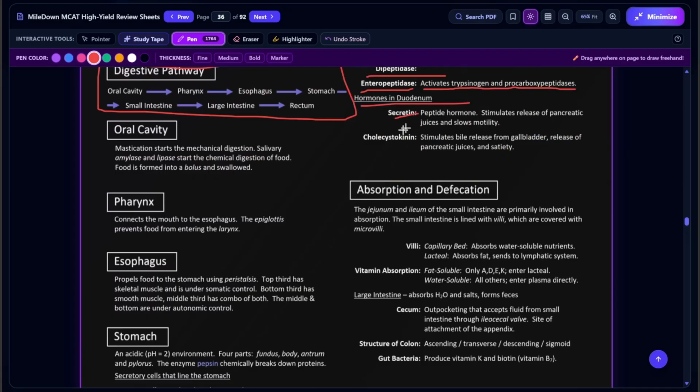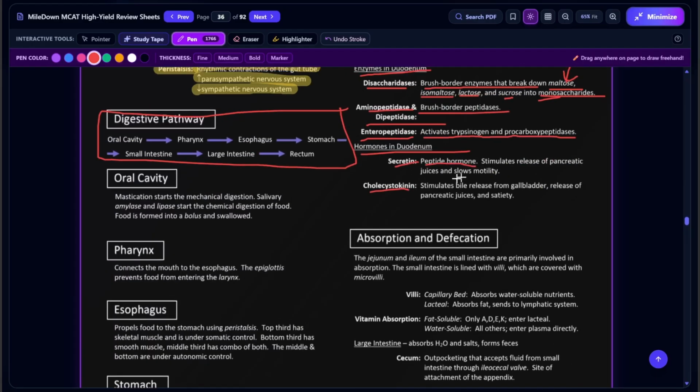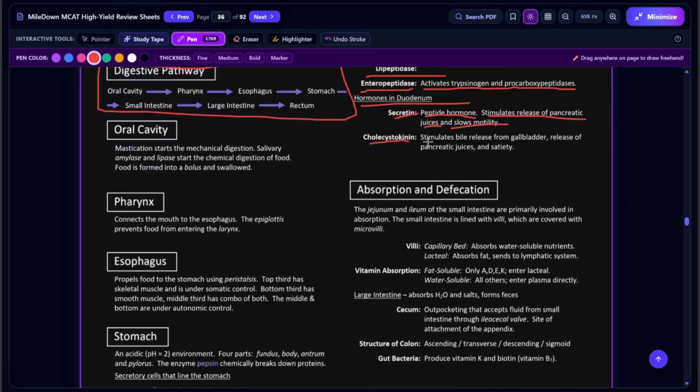Hormones in the duodenum include secretin and cholecystokinin. Secretin is a peptide hormone that stimulates release of pancreatic juices and slows motility. Cholecystokinin stimulates bile release from the gallbladder and release of pancreatic juices, and promotes satiety.